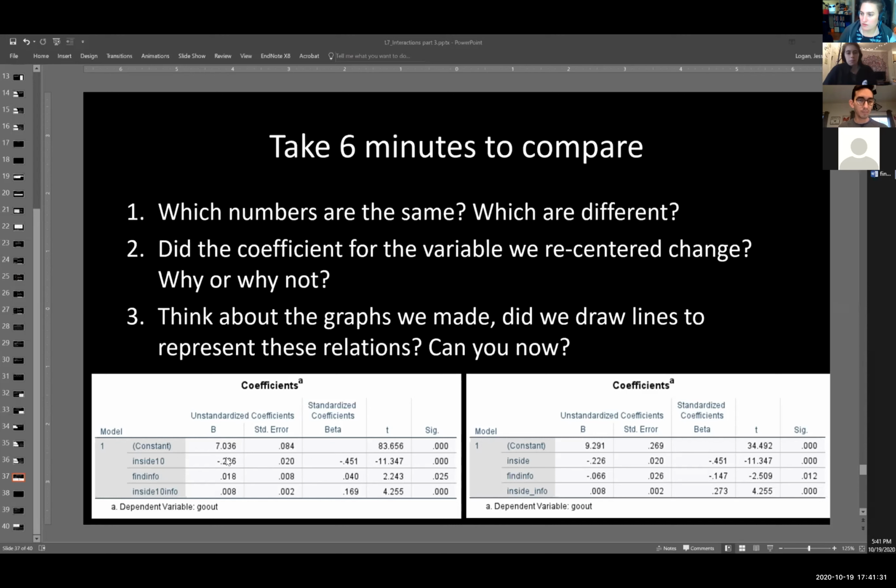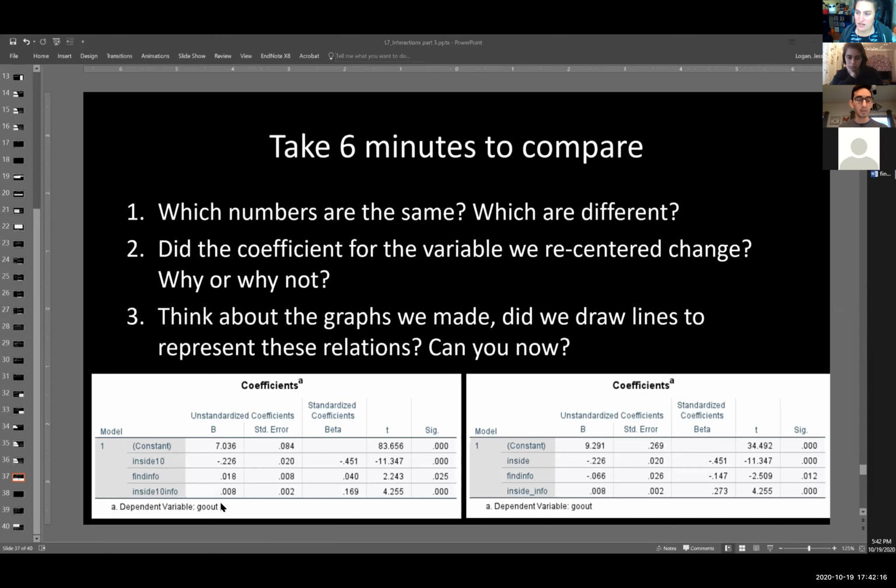That's true. What do you think, Raphael? There's a lot you can say about this question. It doesn't change. So the slope that relates inside with the outcome, inside with going out, is the same. Because the 0 point on find info is still the same. Okay. Does that make sense? Remember, when you're interpreting inside 10, you're interpreting that coefficient when the other predictors are 0. Okay, yeah.